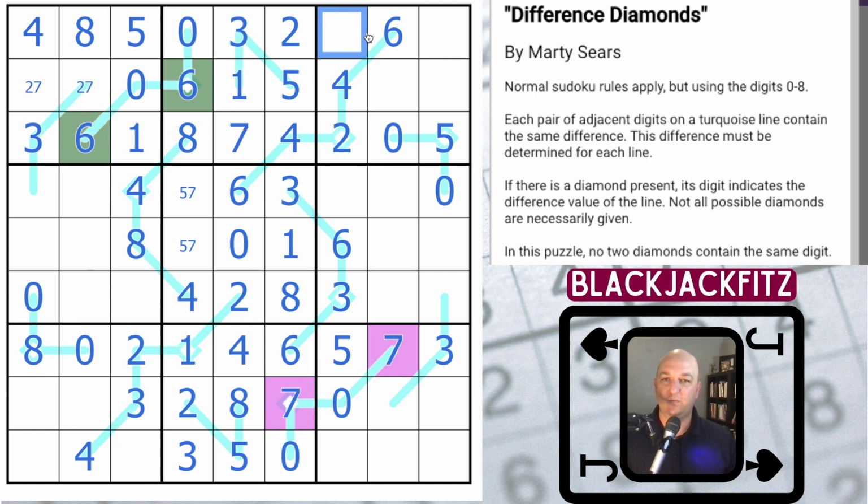We've got a 1 and a 7 left to place in this row, which gives us a 3, 8 here, which we can do. 8 and 3.